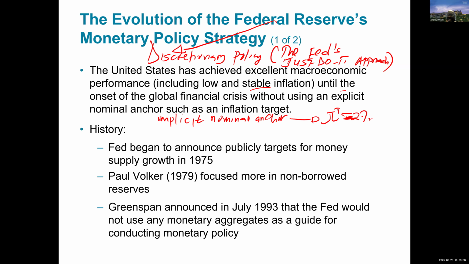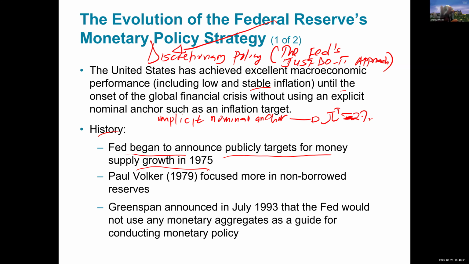So it has an implicit nominal anchor, not explicit like the New Zealand people are doing, or people in England, the Bank of England and others. So here's a little history of the Federal Reserve monetary policy strategy. The Fed began to announce publicly targets for money supply growth, not inflation, in 1975, where they would say, okay, we would allow the money supply to grow at 2-3%.